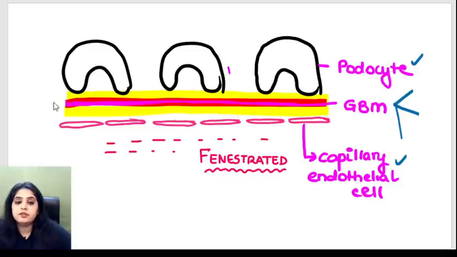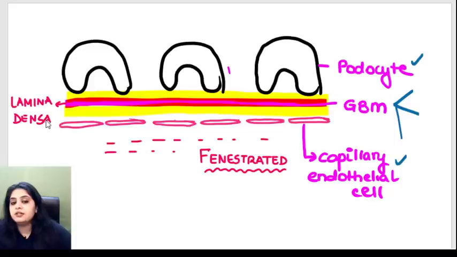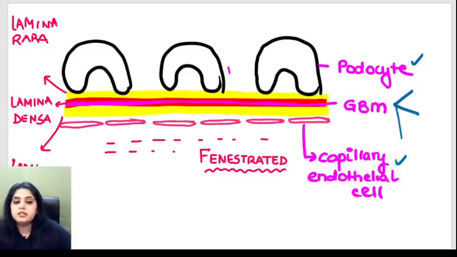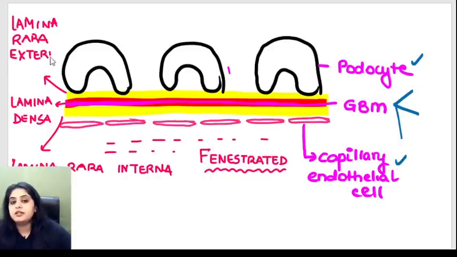So see, listen carefully. In the center of the basement membrane is very, very dense. So I call it lamina densa. Because it looks very dense, I call it lamina densa. Obviously, the peripheries are not so dense. So this can be known as lamina rara. This part is not very dense, so I call it lamina rara. Similarly, this part is also not very dense, so I call it lamina rara. But then what's the difference? See, this one is on the inner aspect, so I call it lamina rara interna. And that one is on the outer aspect, so I call it lamina rara externa.